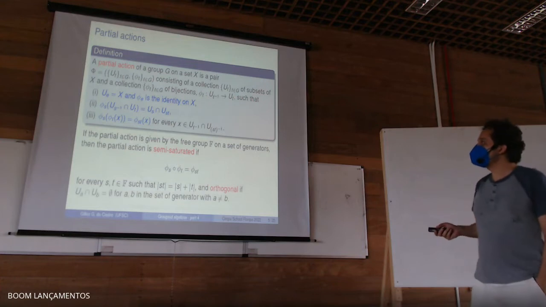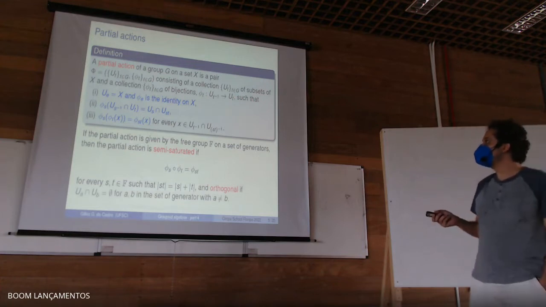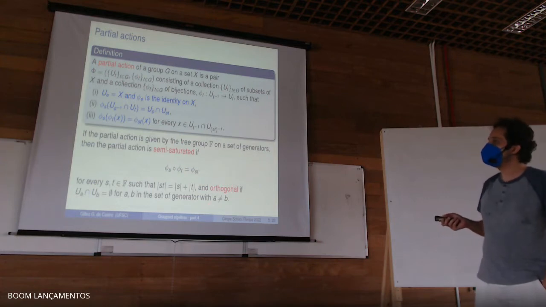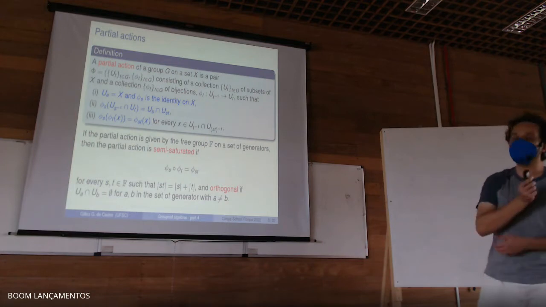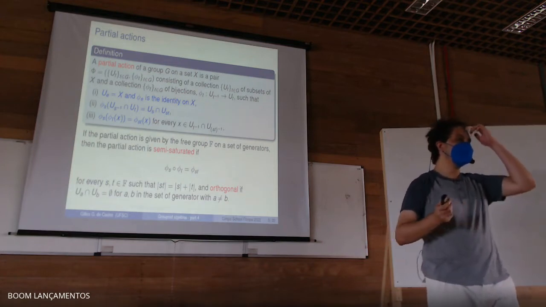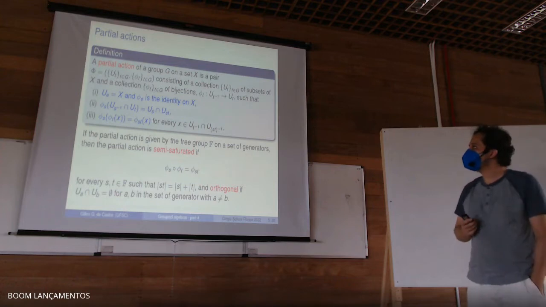And the second property that I'm going to be interested in is orthogonality. The idea is that for the generators of the free group, we want these sets U_a to be disjoint. So these two things are going to play a role in what we're going to do.